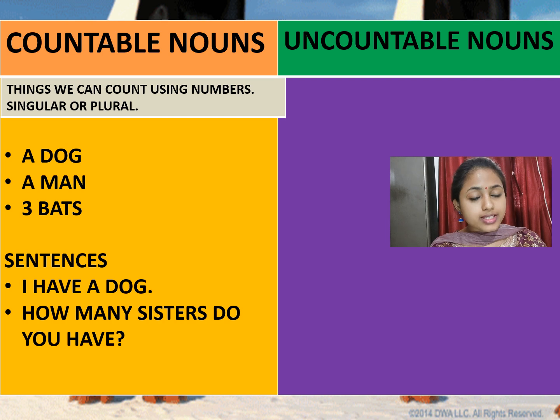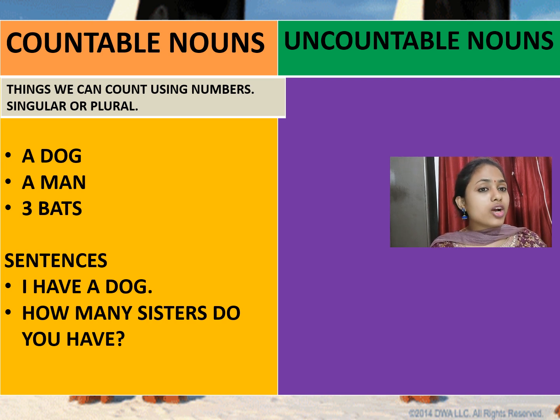3 bats. Let's understand with the help of an example sentence. Sentence 1. I have a dog. How many dogs? A dog. How many sisters do you have? Can you count your sisters? Your cousins, your siblings, can you count them? Yes, they are countable. So, those which you can count are countable nouns.